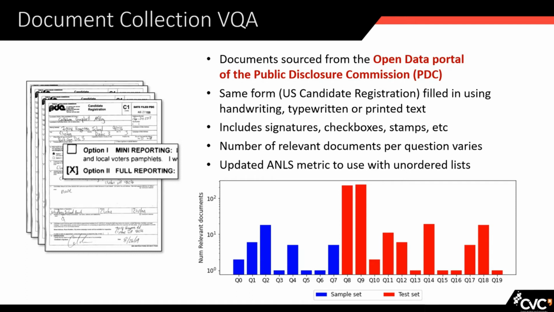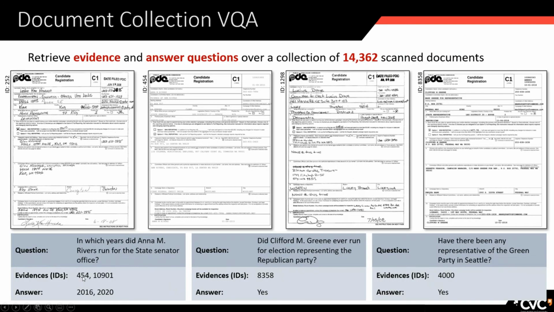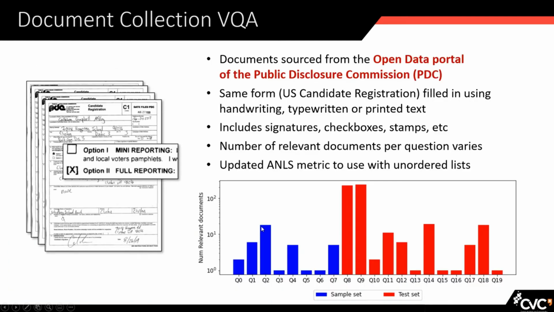All the scanned documents are the US candidate registration form, so it's the same form, filled in using handwritten, typewritten, or printed text. It's quite interesting because it contains checkboxes or signatures. Also, as we have seen before, sometimes the number of relevant documents might be 2, 1, up to 10, but there are some that are up to exactly 200. So this is a variability that methods have to deal with.